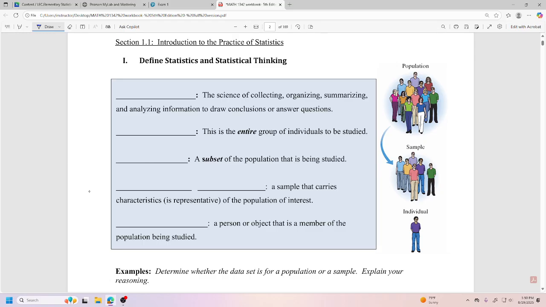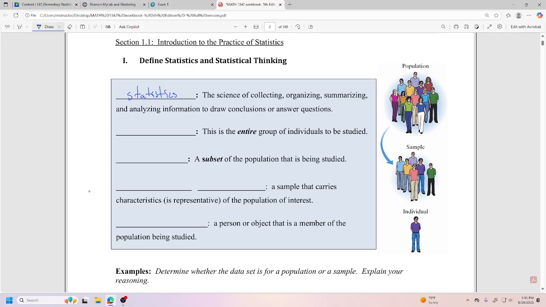So the first one is statistics. Statistics is the science of collecting, organizing, and summarizing data. So that's what we're doing here. That's basically the class.